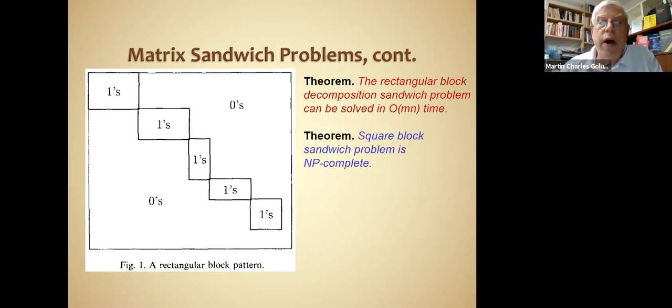But if you require that the blocks inside the matrix be squares and not rectangles as they're illustrated here, then the problem is NP complete.